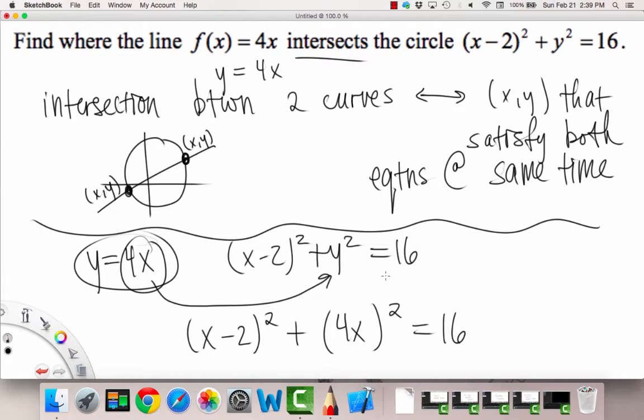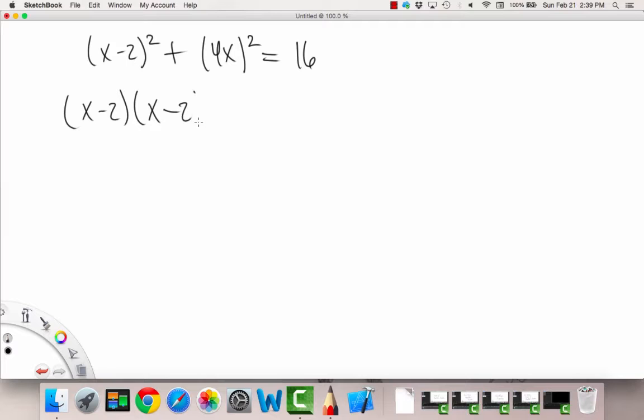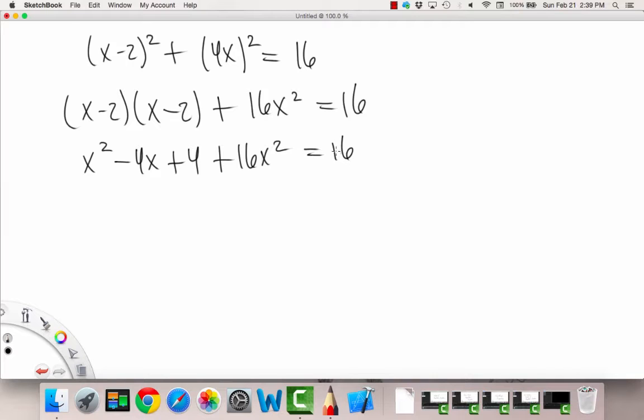So let's continue this on the next slide. We have (x minus 2) quantity squared plus (4x) squared is equal to 16. Okay, and then if we just FOIL things out, this is the same thing as saying (x minus 2) times (x minus 2) plus 16x squared is equal to 16. So this gives us x squared minus 4x plus 4 plus 16x squared is equal to 16. If we move everything to the left-hand side and combine some things, we get 17x squared minus 4x, and then if we subtract that 16 over, we'll get a negative 12, is equal to 0.